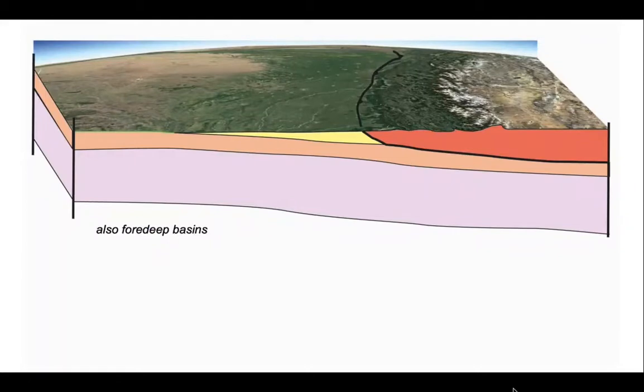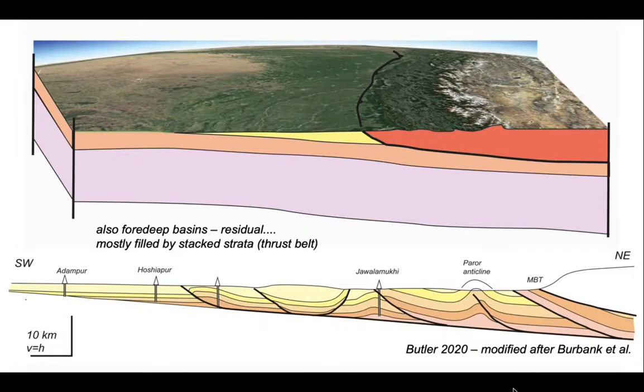And the same is true for foredeep basins as occur on the margins of the Himalayas. The place where the basin is existing is only a residual part of the overall flexure, because much of the foreland basin is filled with stacked strata as the Himalayas continue to advance southwards onto the Indian Craton. Clearly, understanding depositional systems in these settings requires also unravelling the thrust structures which have stacked up the margins of the basin.